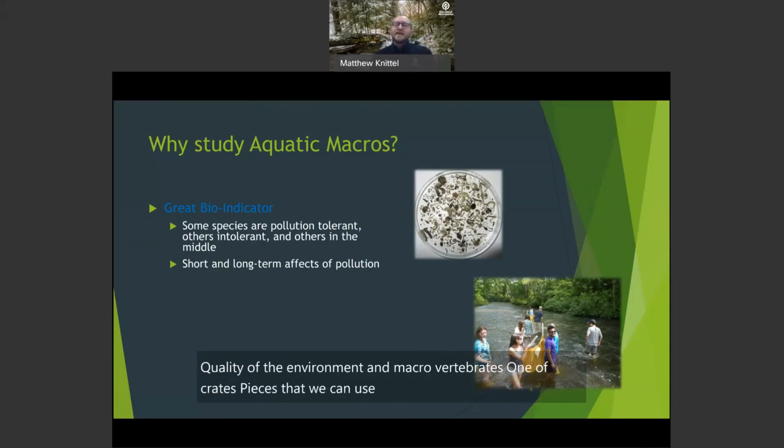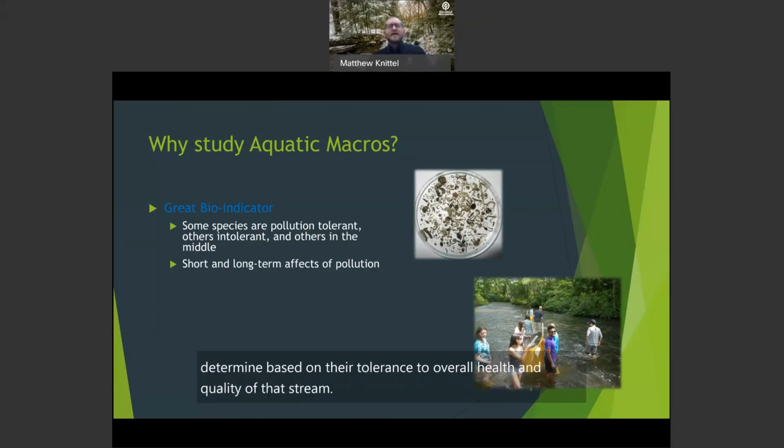That's because some of these macroinvertebrates are very tolerant to pollution or low oxygen conditions in the water, while others are very sensitive to those conditions, and they really need nice, cool, clear, well-oxygenated water. So by sampling a stream and seeing what our biodiversity is, the mix of different creatures that we find, we're able to determine, based on their tolerance, the overall health and quality of that stream.